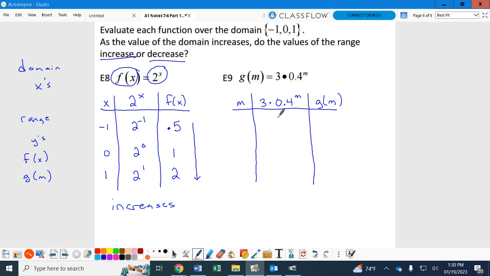Okay, what numbers are we plugging in for M? Perfect. So when you write this, it's going to be 3 times 0.4 to the negative 1, 3 times 0.4 to the 0, 3 times 0.4 to the 1. Guys, once you get those, it's just calculator work. Type this in on the calculator. Decimals are acceptable, so you're just going to type it straight across. All we're doing is using these numbers to determine whether it's going to go up or down. I will accept decimals for this.